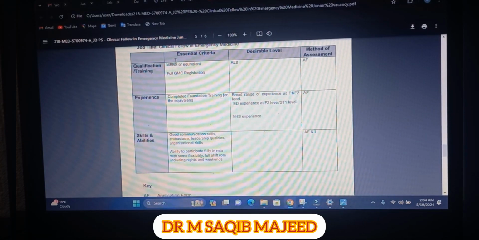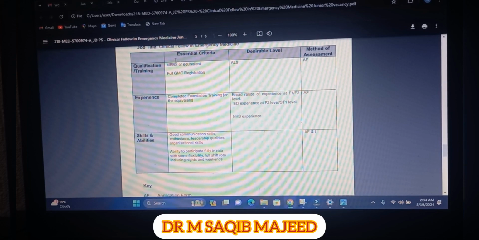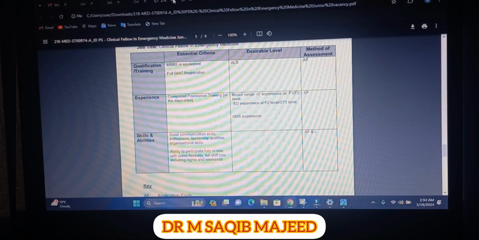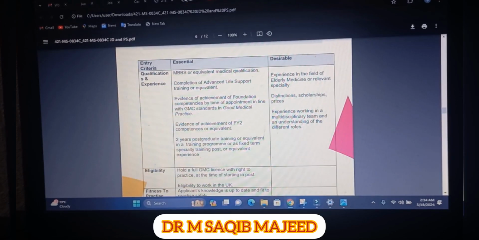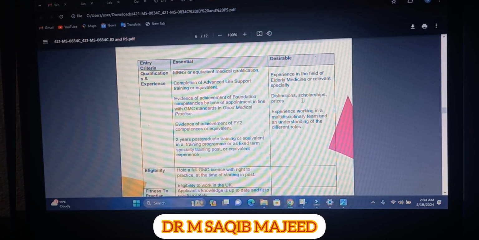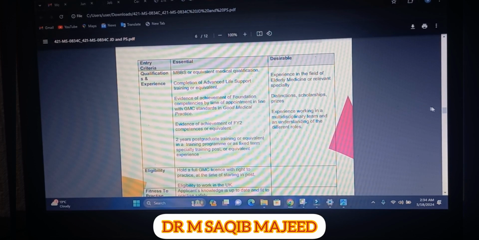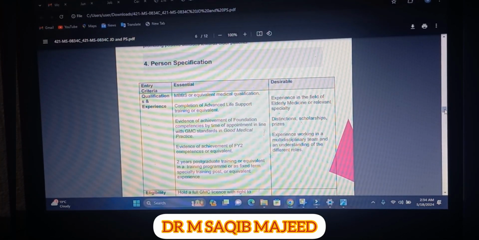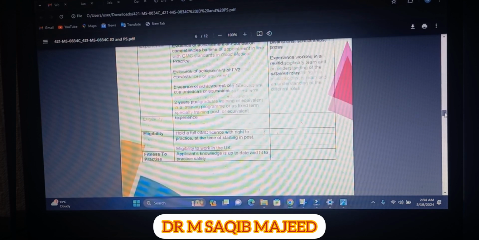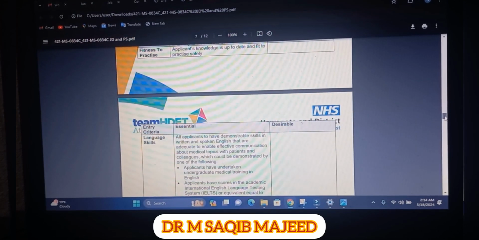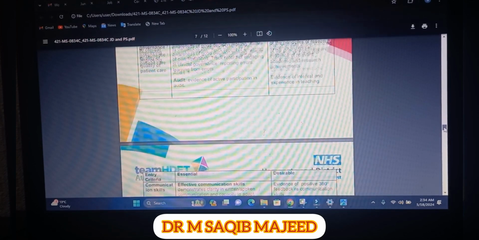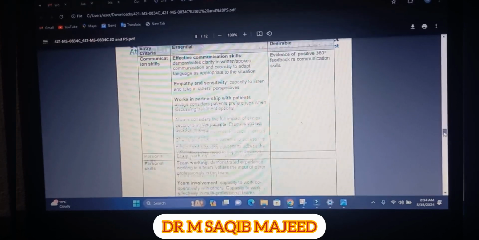And this was one type of application which we used to see on the Trac website. I have also opened another person specification. In that application, there was only one paragraph for supporting information. There were not separate paragraphs for the teaching, for the teamwork, for the audits. So they have asked everything in the person specification. All these 10 to 12 headings were given. So I also filled this application.